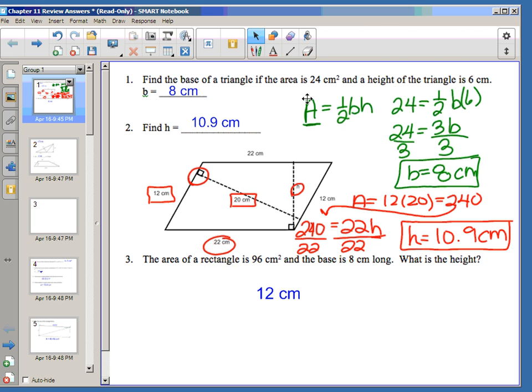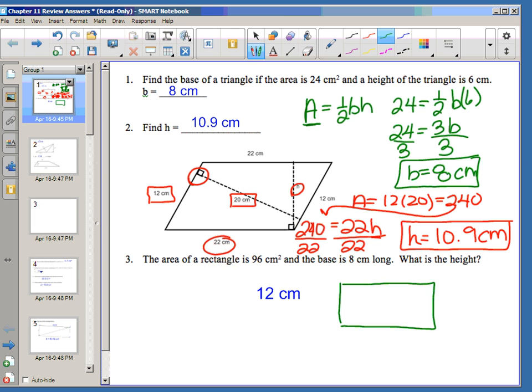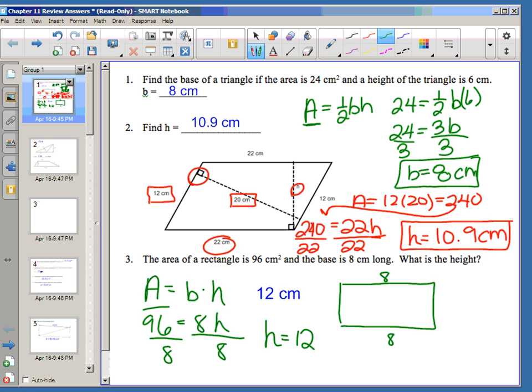And the last one says the area of a rectangle is 96 centimeters and the base is 8 centimeters long. What is the height? Any problem that doesn't give you a picture, I would start with a picture. So I have a rectangle. I know that the base is 8. And again, I would look at the formula and go, okay, area is base times height for a rectangle. I know the A is 96. I know the base is 8, so to solve this, I'm just going to need to divide by 8, so my height in this case is 12.